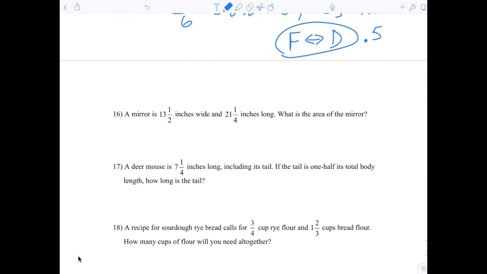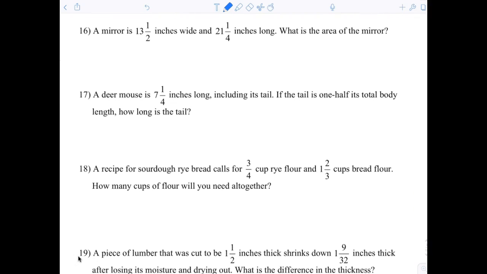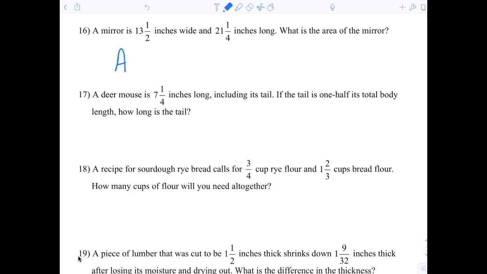Let's take a look. Now I want to do number 16. So now we've reviewed, so you should be able to tell me this pretty well. It says a mirror is 13.5 inches wide and 21.25 inches long. What's the area? How do I find area again? Times length and width. Right. So on your paper, A equals 13.5 times 21.25. That's what you're supposed to write down. Then you use your calculator to tell me what the answer is, and then you also have to put the right units in. All right, so multiply that out.